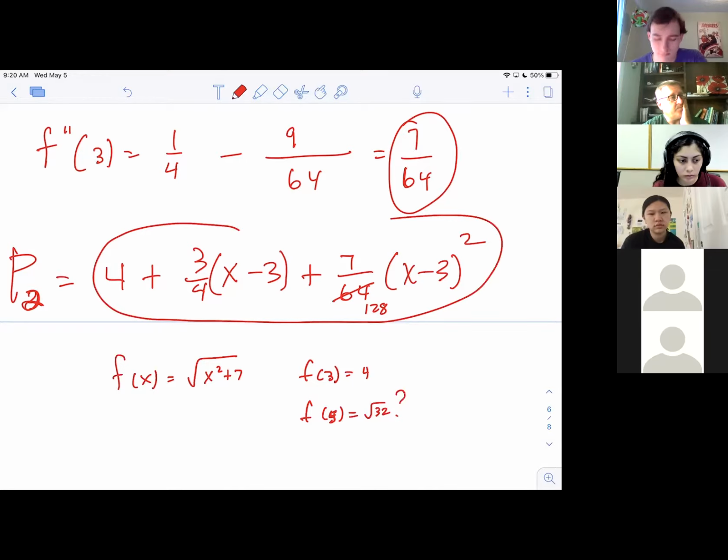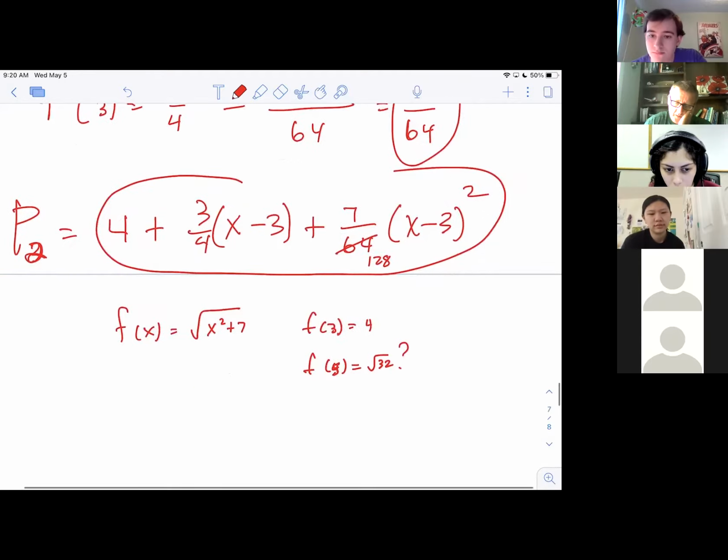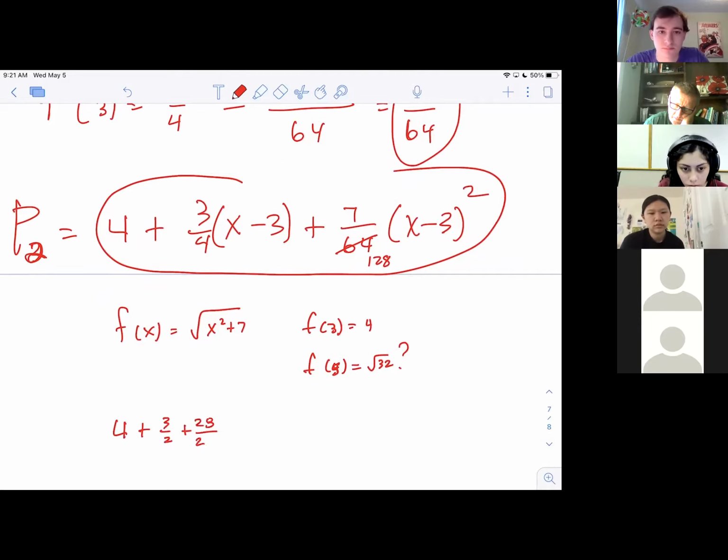Without a calculator. And that's all just basic math, right? Isn't that kind of cool? So 4 plus 3/4 times 5 minus 3 is 2. 2 times 3/4 is 6/4, which is 3/2. For the next one, I'd have 2 squared, which is 4. 4 times 7 is 28. So I'd have 28 over 128.